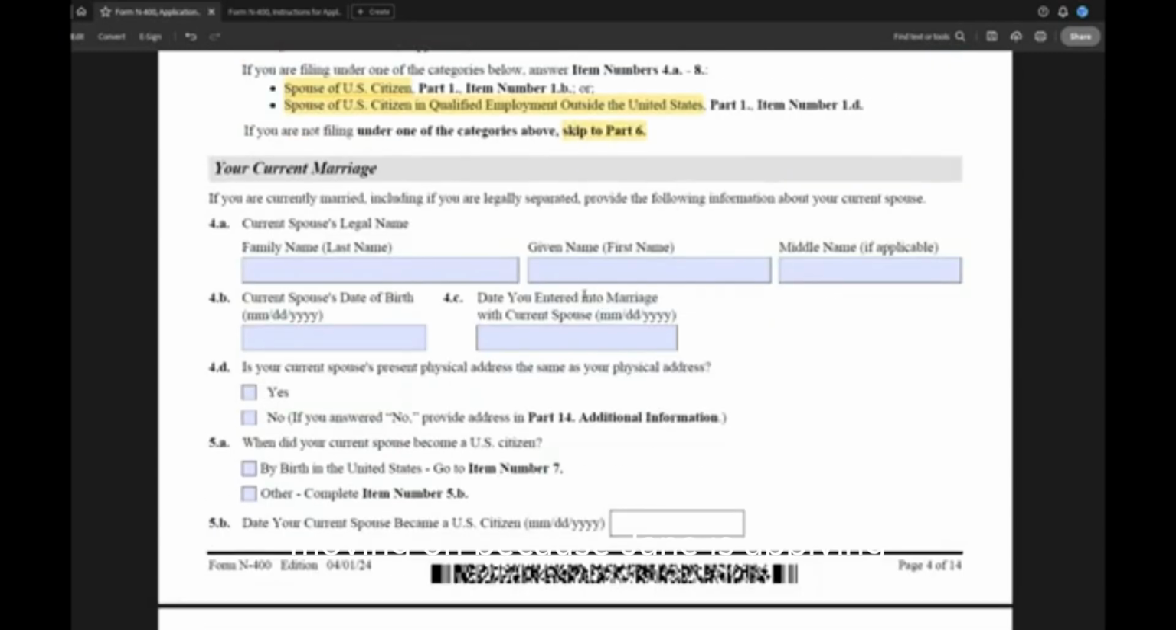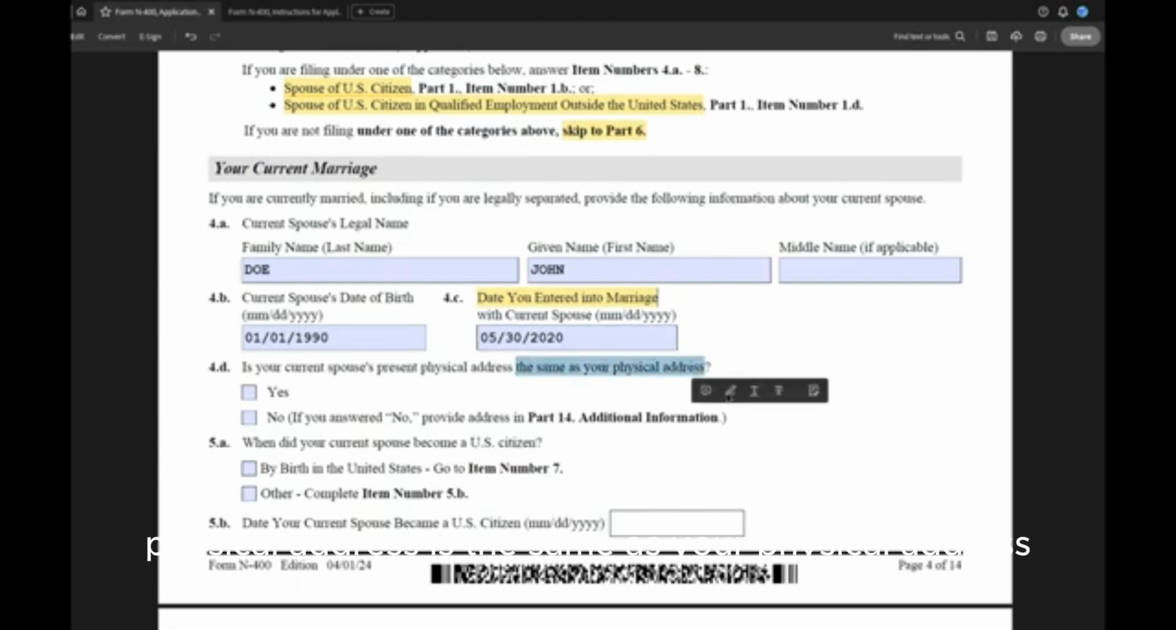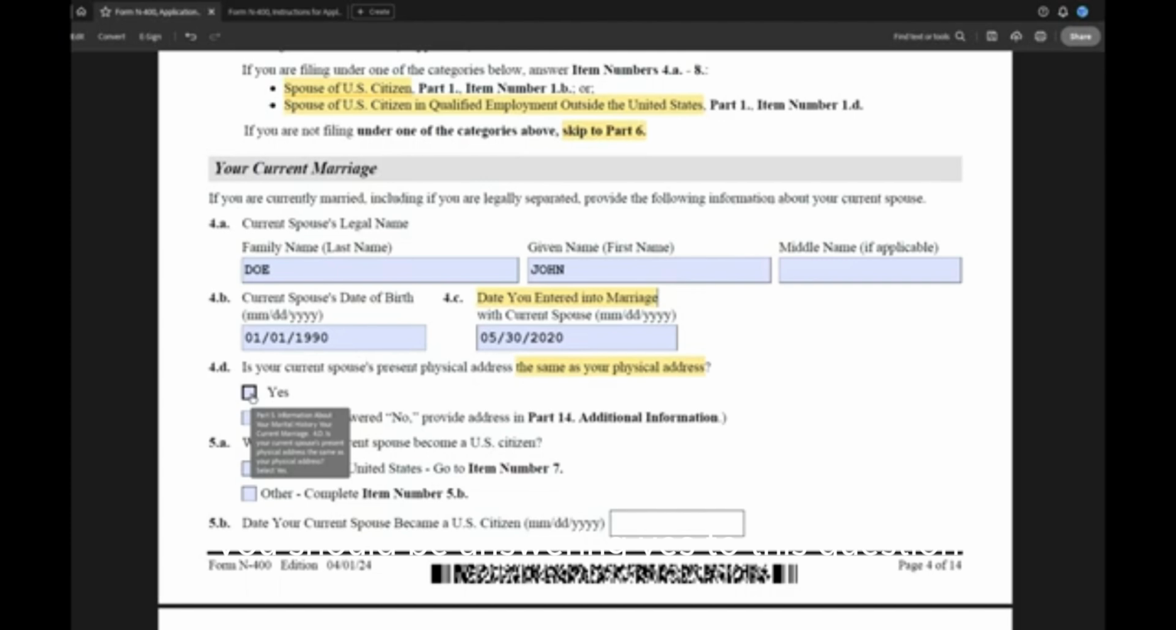Moving on, because Jane is applying based on her marriage to a U.S. citizen, we're going to fill out her spouse's information. So her current spouse, name, date of birth, and date of their marriage. Next, it asks if your current spouse's physical address is the same as your physical address. If you are applying as a spouse of a U.S. citizen, you should be answering yes to this question.